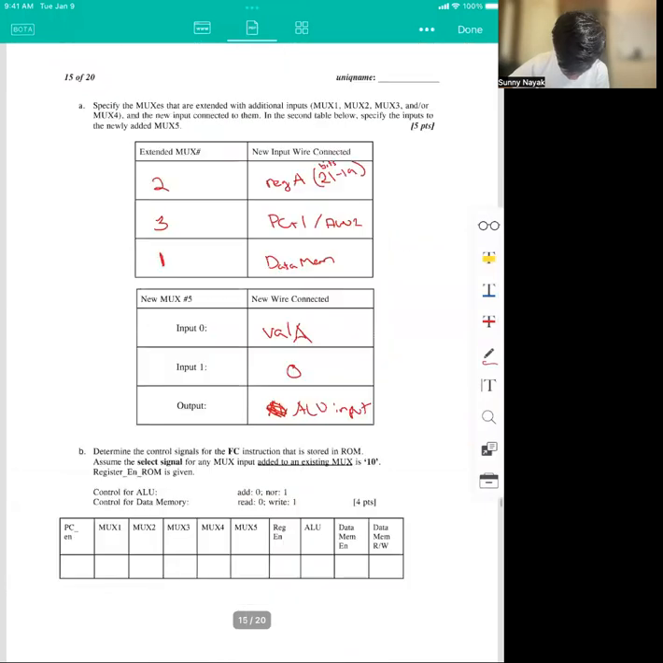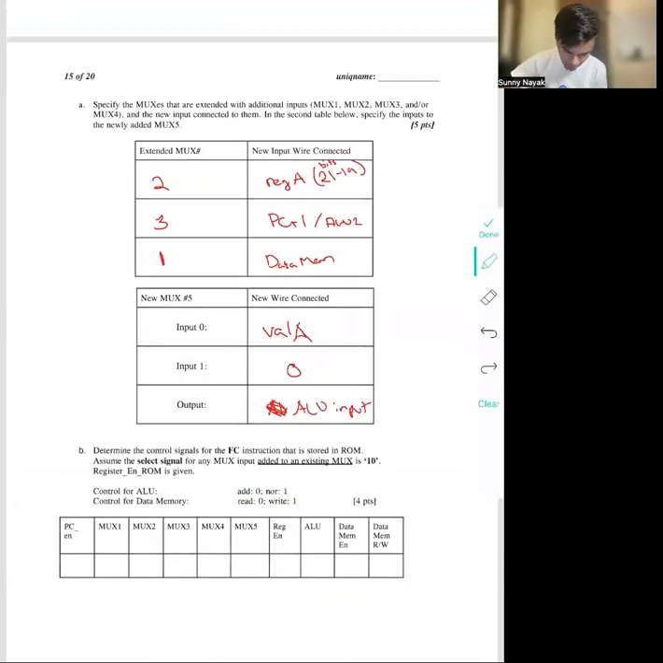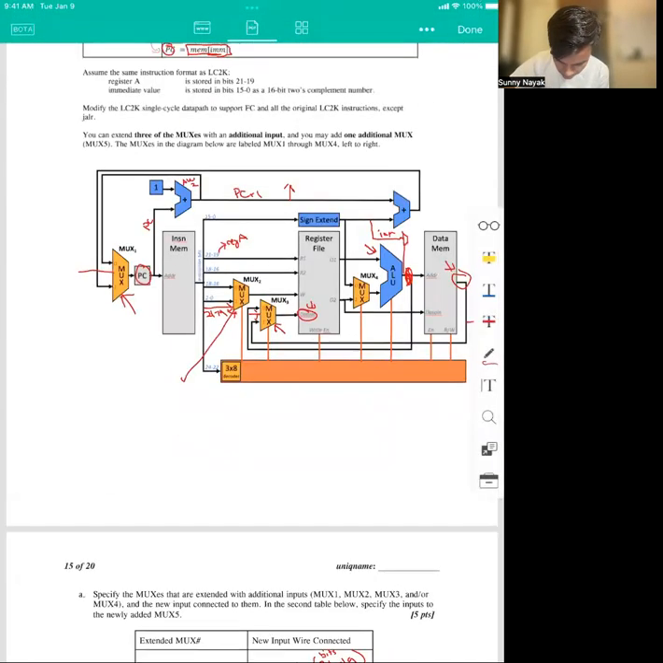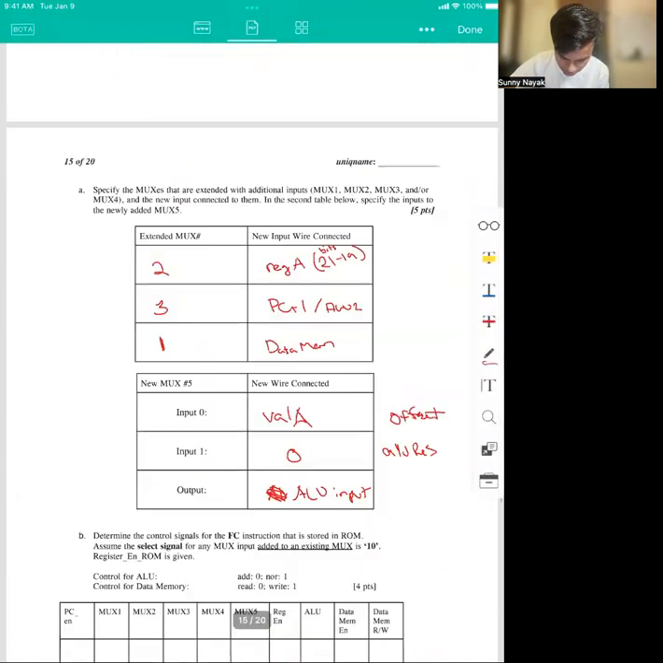I would take my offset, or my sign extended offset, as one argument. And as the other argument, I would have the normal ALU result. And the output of that would be an input into the data memory address.